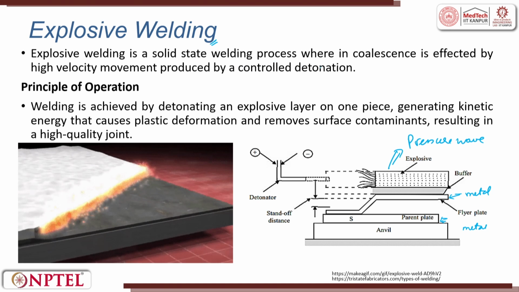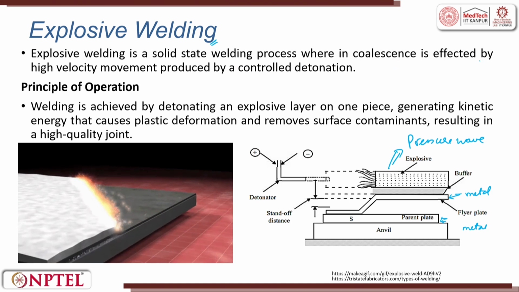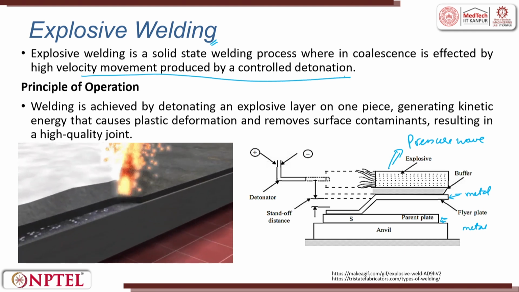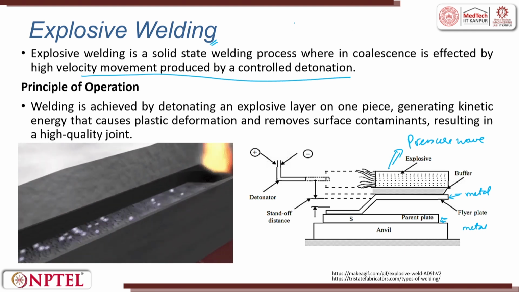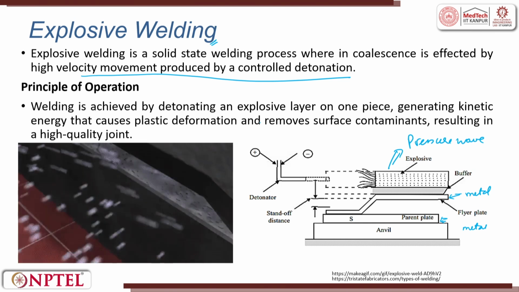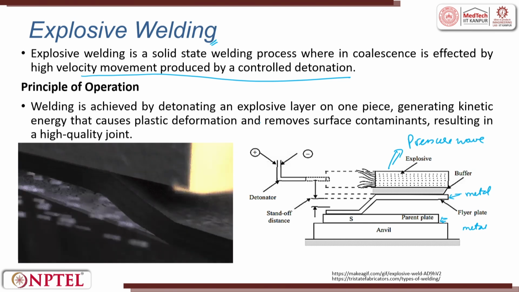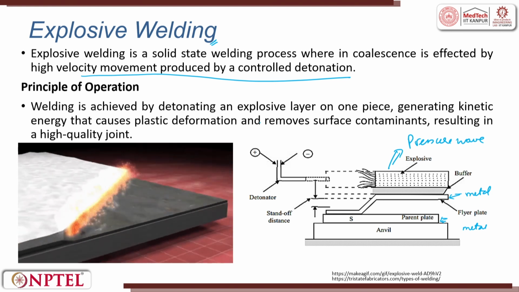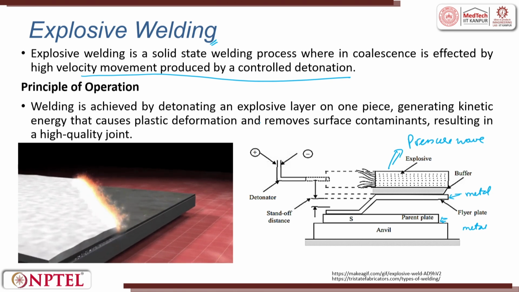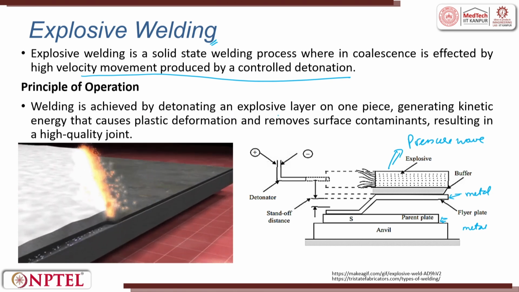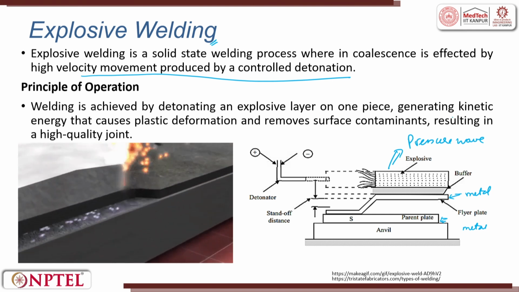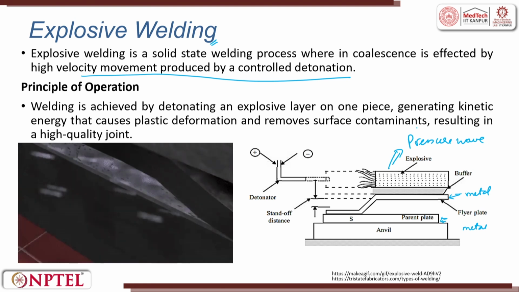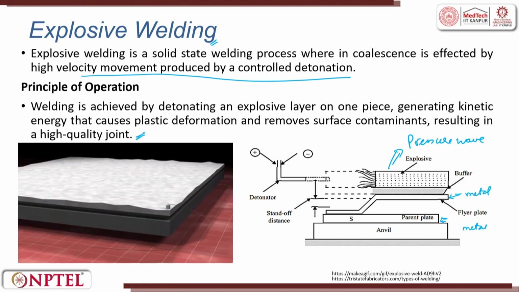It is a solid state welding process wherein a coalescence is effected by a high velocity movement produced by a controlled detonation. So, this is a very powerful process. Generally, people try to use it for a very large surface, and a very complex surface. If you want to cover it, they use this explosive welding process. Welding is achieved by detonating an explosive layer on one piece, generating kinetic energy that causes plastic deformation and removes surface contamination, resulting in a high quality joining.